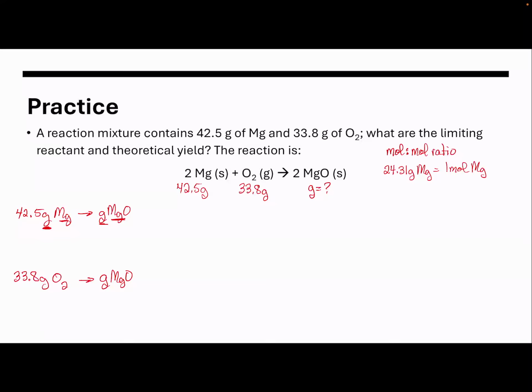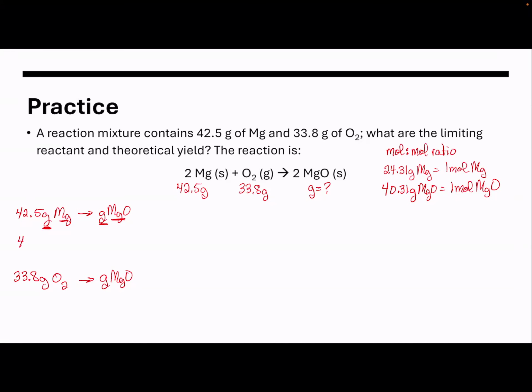I am converting that into grams of magnesium oxide. Magnesium is 24.31 and oxygen is 16. So therefore the molar mass of magnesium oxide is 40.31 grams of magnesium oxide is equal to 1 mole of magnesium oxide. Again, folks, I started by looking at what I was given and what I needed to solve for, and I picked it apart to identify possible conversion factors.